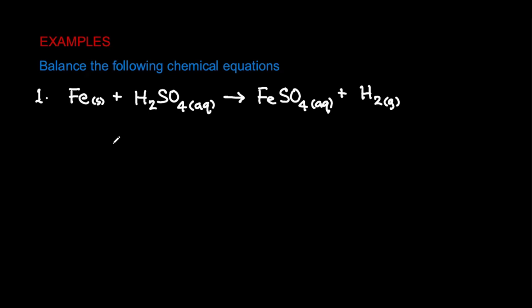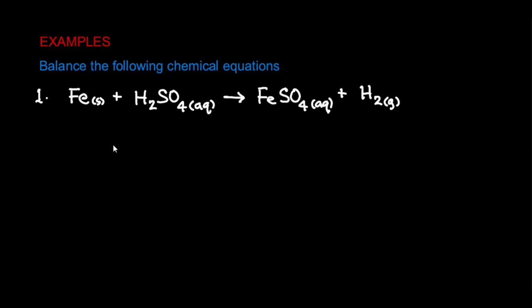All right, so now let's apply our rules to these equations. The first one says Fe solid plus H2SO4 aqueous, giving us FeSO4 aqueous plus H2 gas. This is a displacement reaction between iron and tetraoxosulfate(VI) acid to form iron(II) tetraoxosulfate(VI) solution and hydrogen gas.